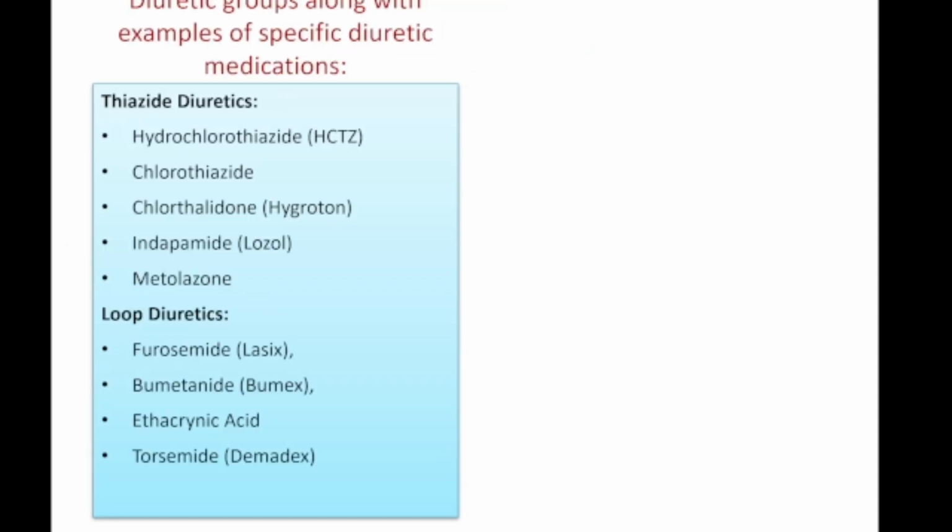As you can see, the thiazide group of medications includes hydrochlorothiazide, chlorothiazide, chlorthalidone, indapamide, and metolazone. For the loop diuretics, we have furosemide (Lasix), bumetanide, ethacrynic acid, and torsemide.